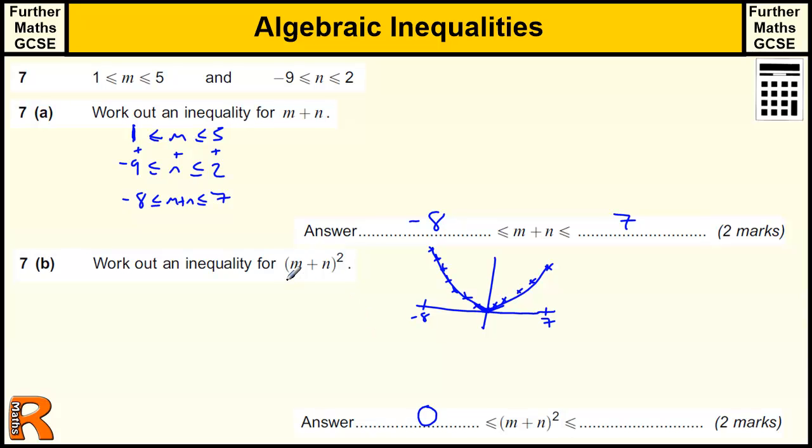The maximum value for this is actually going to be when it's minus 8. m plus n is minus 8, and when that's squared, that's 64. So that's as high as it can go. So this is almost like a function question, where you're trying to work out the range of a function, where its domain is minus 8 to 7. The smallest value it can be is 0, the biggest value it can be is 64, and it should be able to take all the values in between those two. So it's between 0 and 64.